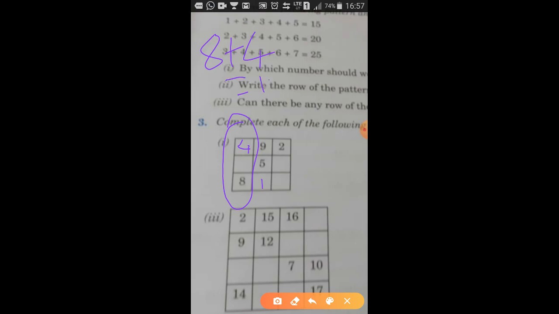8 plus 4 is 12. How much more do you need to make that 15? Yes, 12 plus 3 is 15. So how much will you write over there? You will write 3 over there. Okay, so now let's choose. So I have got a 4, 3, 1.